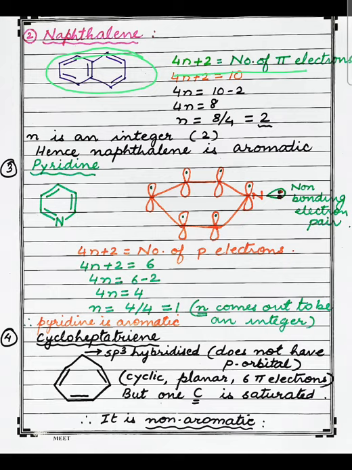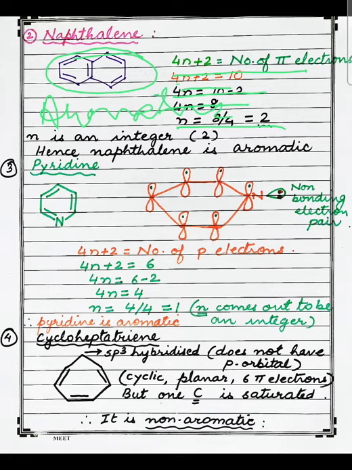4n plus 2 is equal to the number of pi electrons. 4n plus 2 is equal to 10 because there are 10 pi electrons. 4n is equal to 10 minus 2, so 4n is equal to 8, and the value of n comes out to be 2. Here n comes out to be an integer. Therefore, naphthalene is also aromatic.